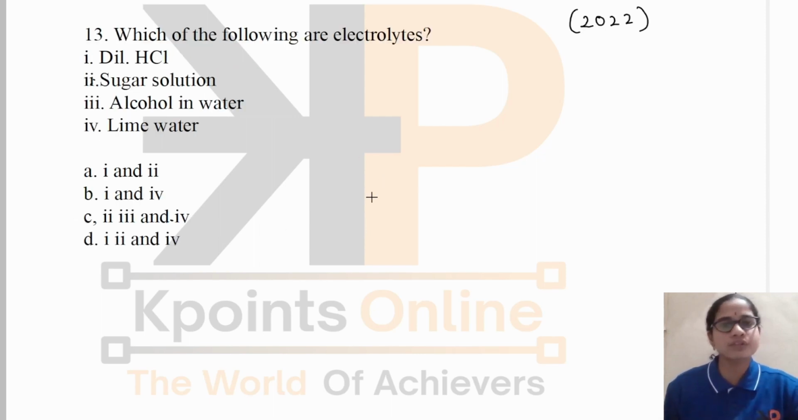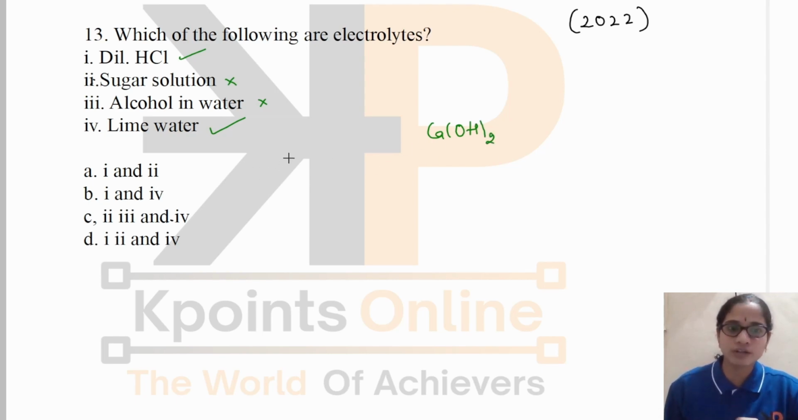Okay. Next, which of the following are electrolytes? Dilute HCl, sugar solution, alcohol in water, lime water. We know that electrolytes are those compounds which produce ions in the solution and conduct electricity. So dilute HCl forms ions and conducts electricity. Sugar solution will not form ions. Alcohol in water will not form ions. Then lime water will form ions. Lime water means Ca(OH)2, that is calcium hydroxide. It will form ions in water. So our correct option is 1 and 4. The correct option is B.